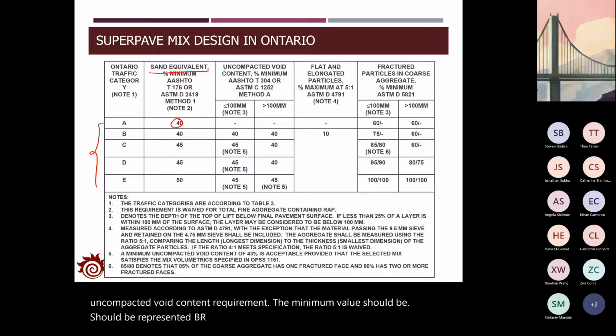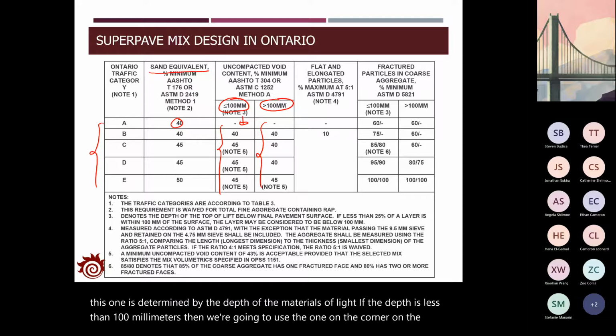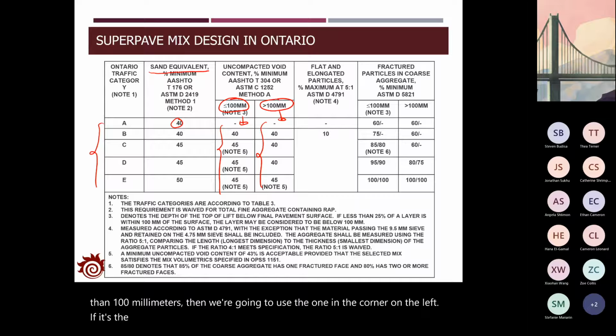defined by these two columns, and this one is determined by the depth of the materials applied. If the depth is less than 100 millimeters, then we're going to use the column on the left. If the depth is higher than 100 millimeters, then we're going to use the column on the right.